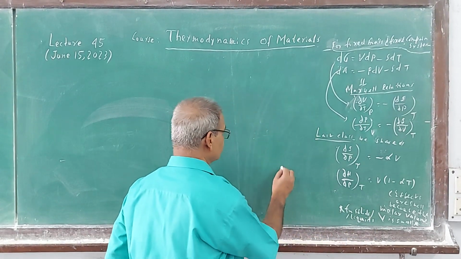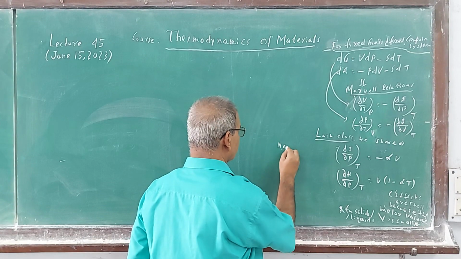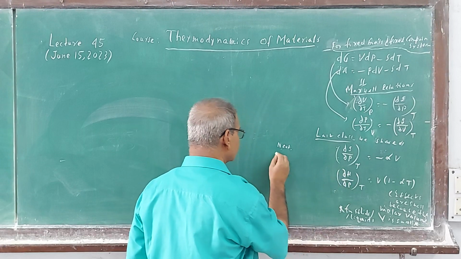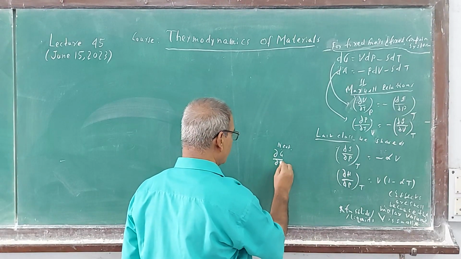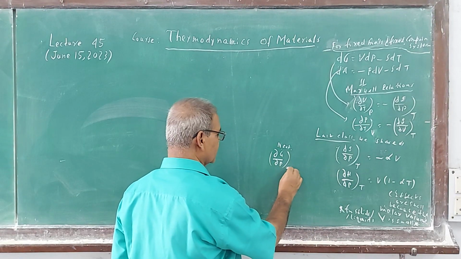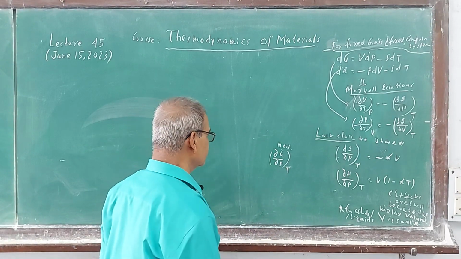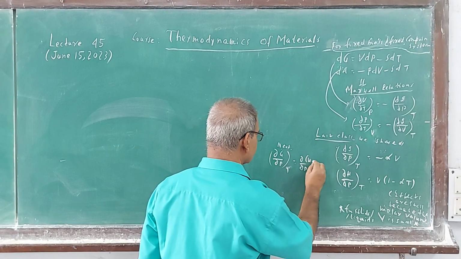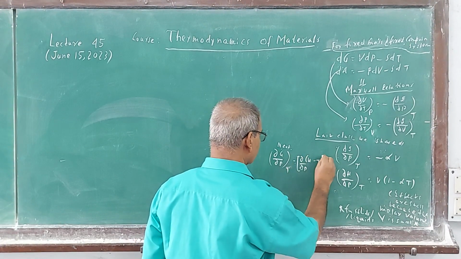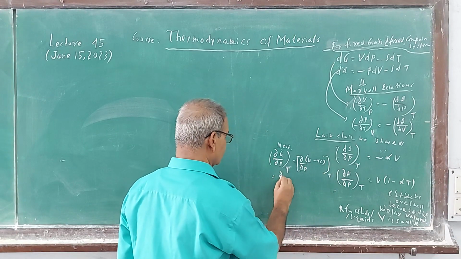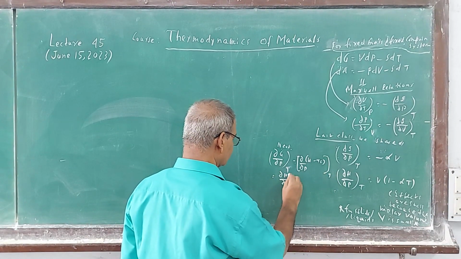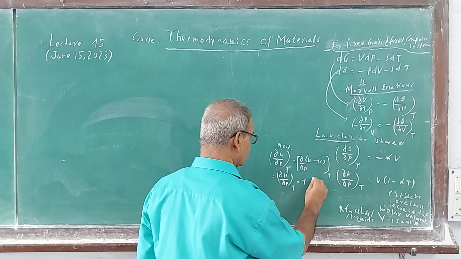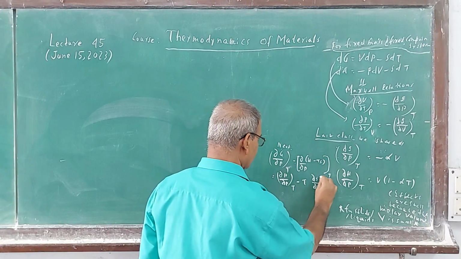Del G by del P. Today we start as if we start today. What is del S del P? Del H del P. What is del G del P? Let us complete this. Then we will be all set. G is H minus TS. Remember. What is this? Del P. G is what? H minus TS. Give this under constant temperature. What will you get? Obviously, del H del P at constant temperature minus T, T is constant, outside, del S del P at constant temperature.